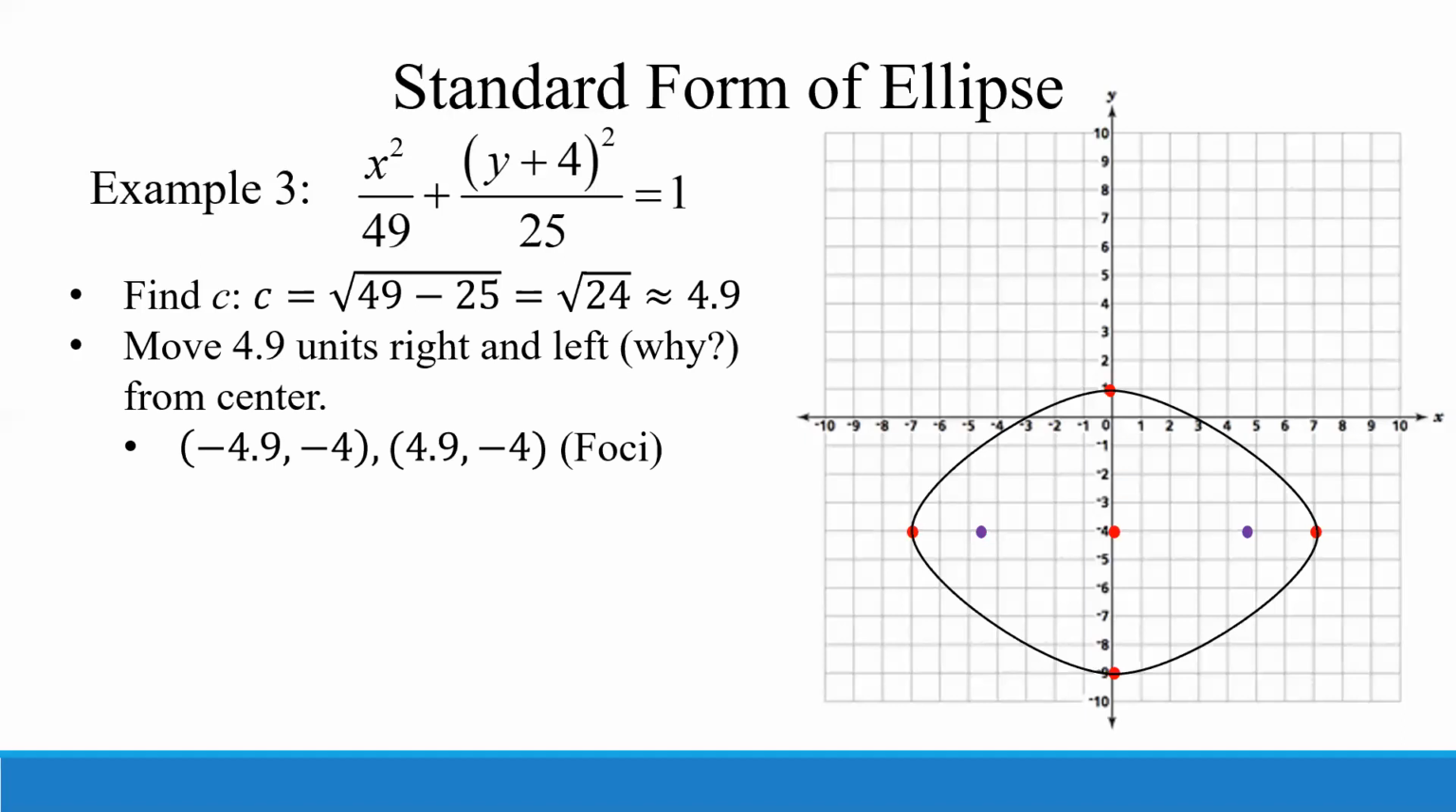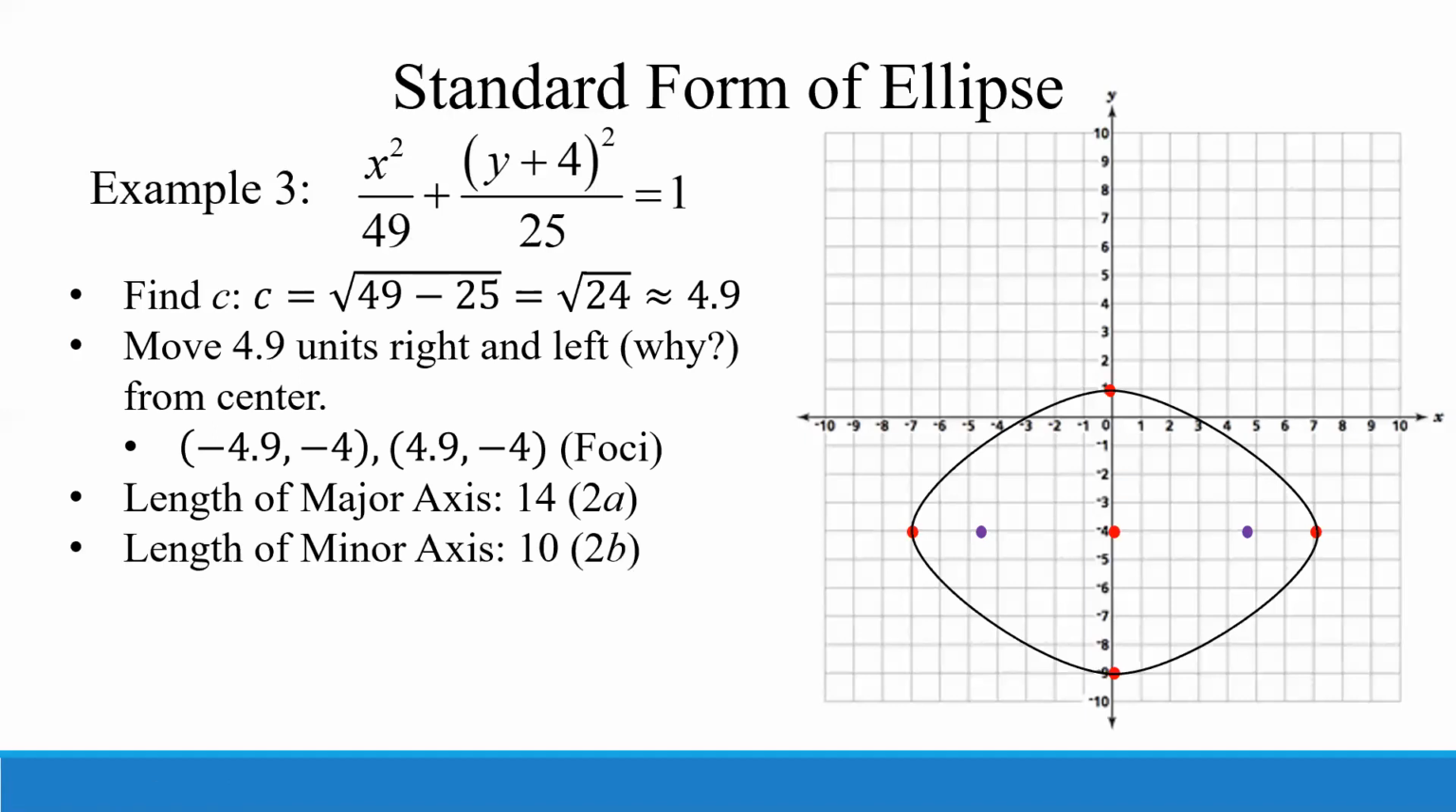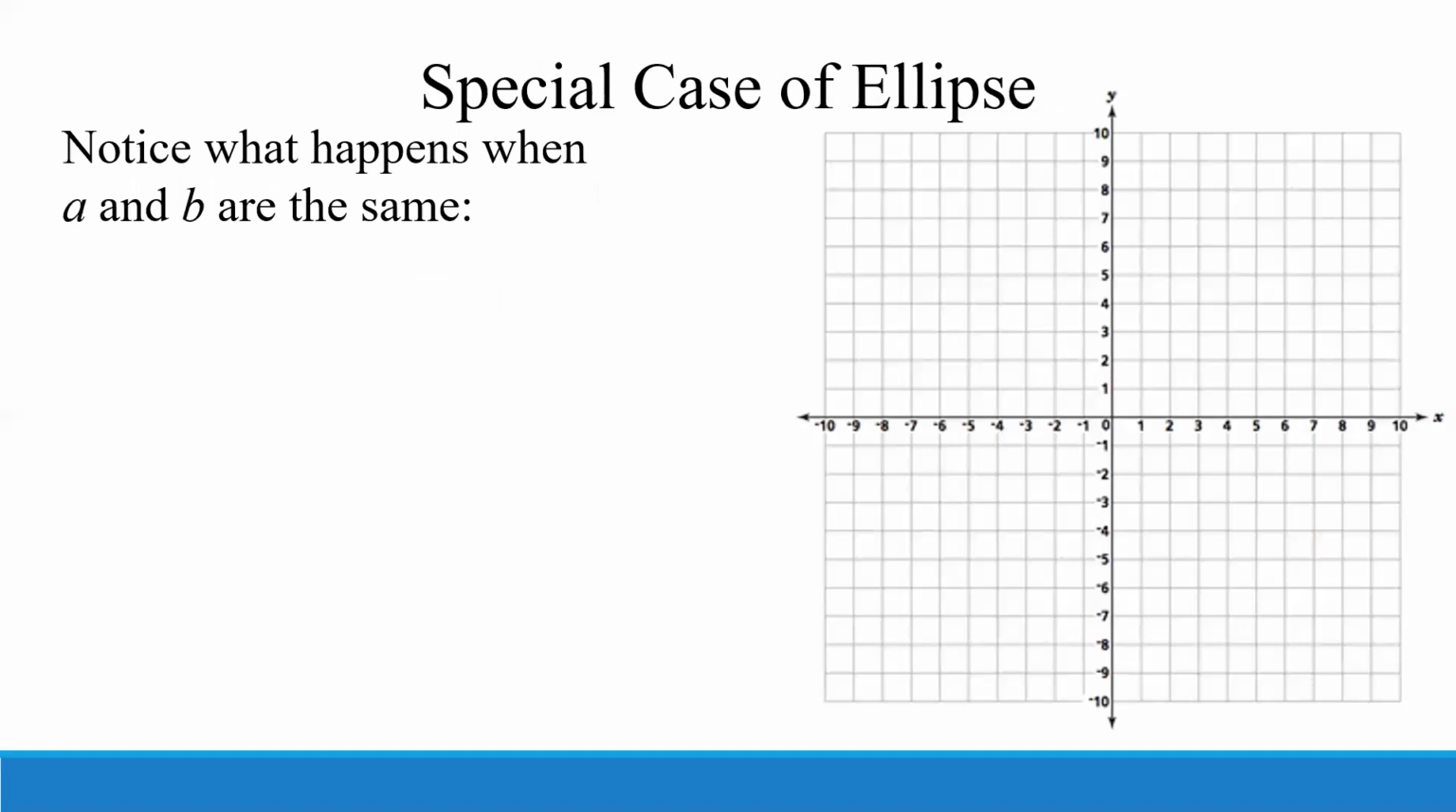And then we'll write down those coordinate points. Major axis, remember the major axis is 2 times A. So my A was 7, so my major axis is going to be 14. And my minor axis is 2 times B, so 2 times 5, so that'll be 10.